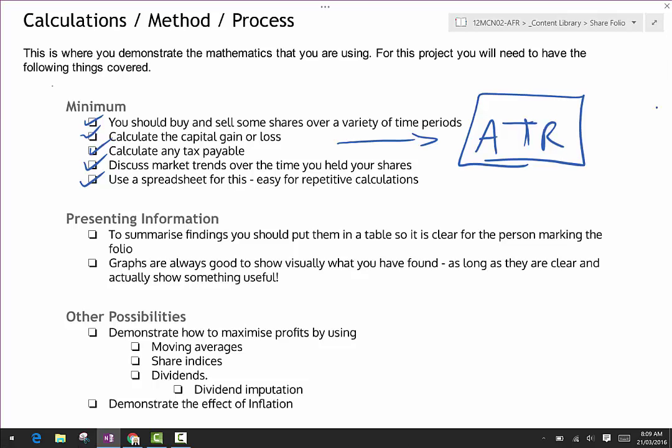Okay, don't do it by hand because it's just a waste of time, because once you've set a spreadsheet up once, you can do this really quickly. Now, presenting information, you can summarize your findings in a table. I like using a table.